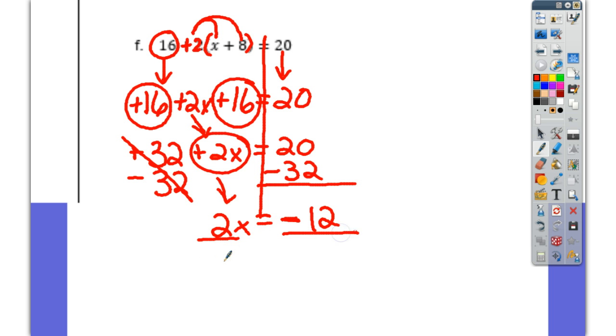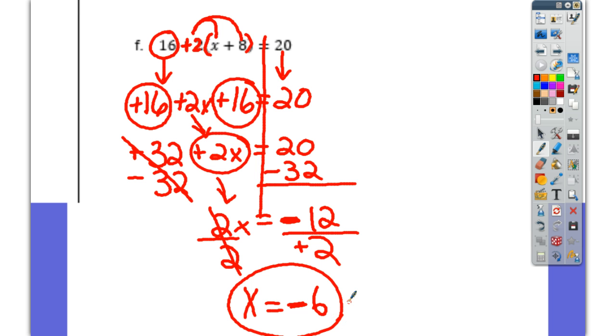Divide both sides by a positive 2. It makes a positive 1x, or x, equals a negative divided by a positive is a negative. 12 divided by 2 is 6. X equals a negative 6. You go up here, negative 6 plus 8 gives me 2. 2 times 2 is 4. 16 plus 4 is 20. It checks.